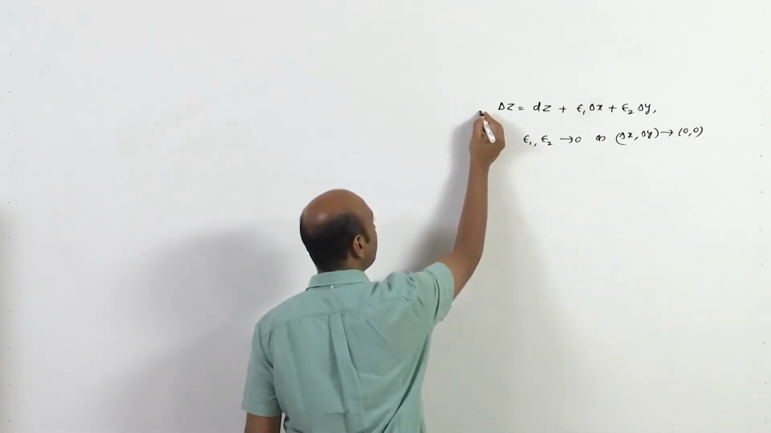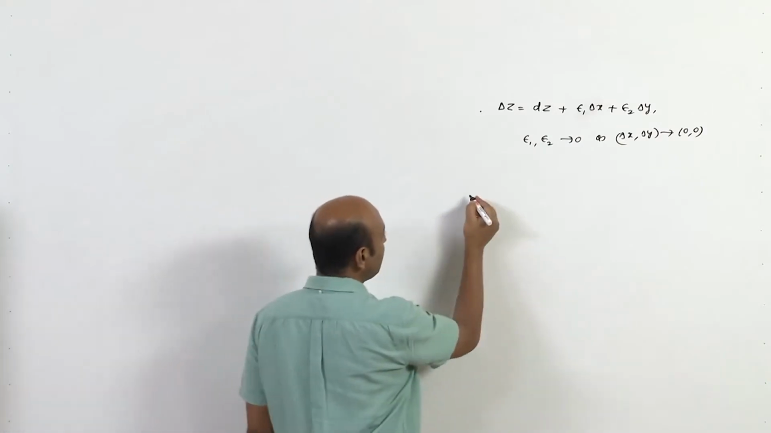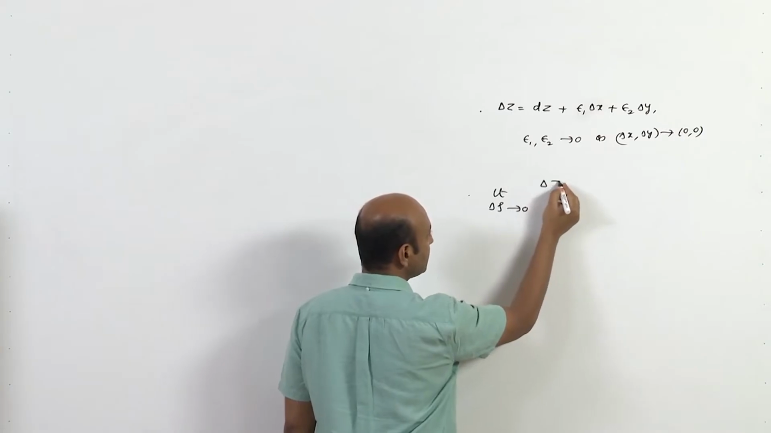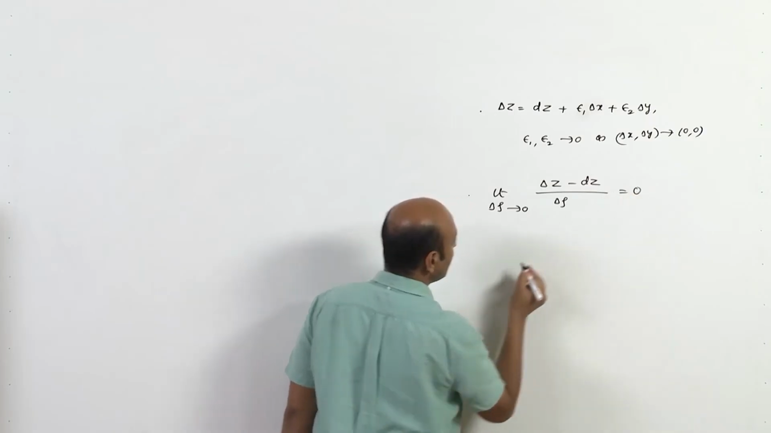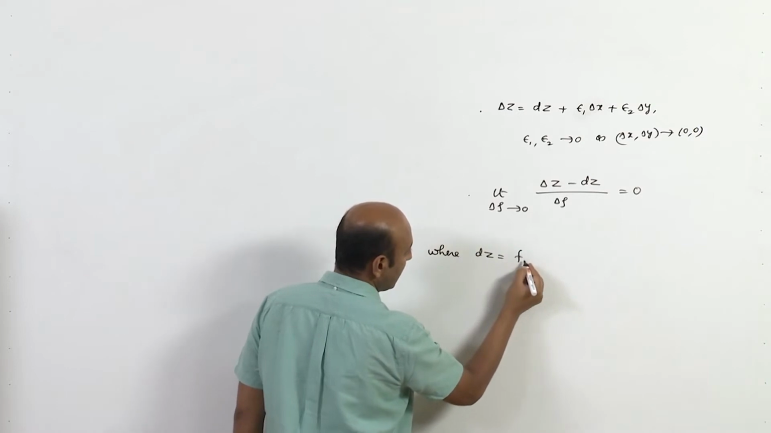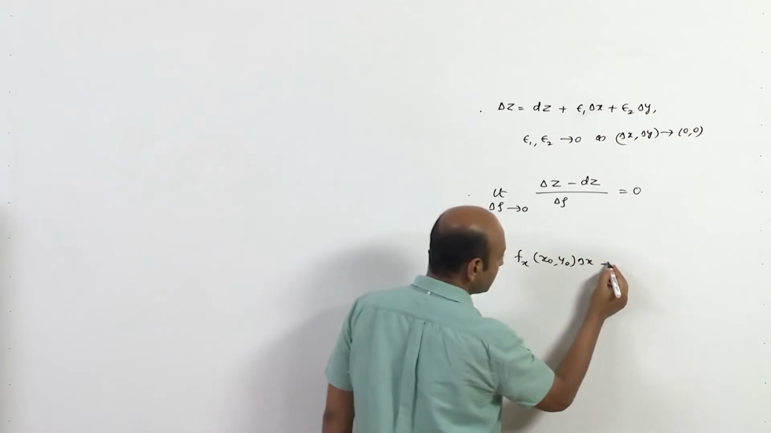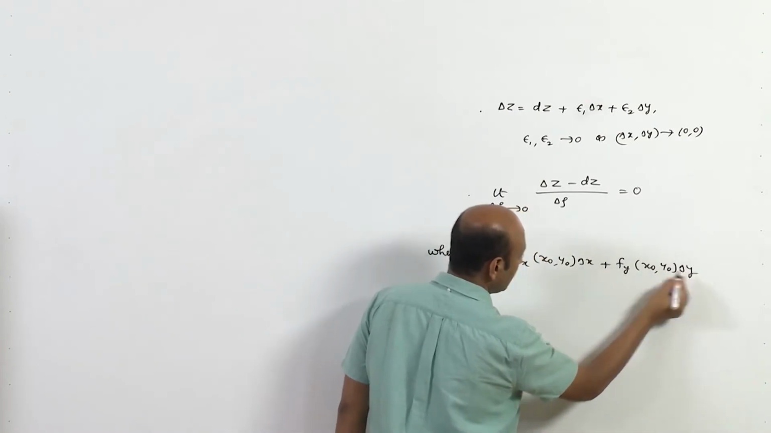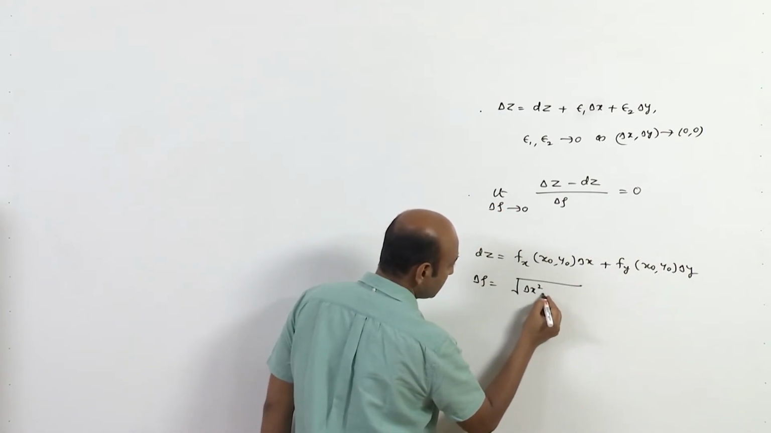So, this is the first way by which we can show that a function is differentiable at a point (x naught, y naught). The second way is you simply take the limit as delta rho tends to 0 of (delta z minus dz) upon delta rho, which should equal 0. Here dz is fx at (x naught, y naught) into delta x plus fy at (x naught, y naught) into delta y, and delta rho is the square root of delta x square plus delta y square.